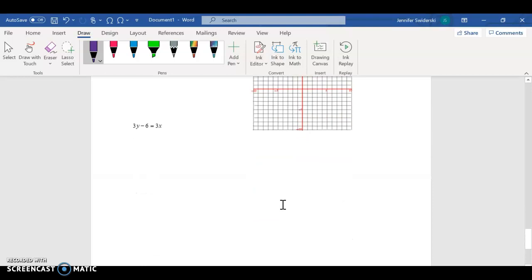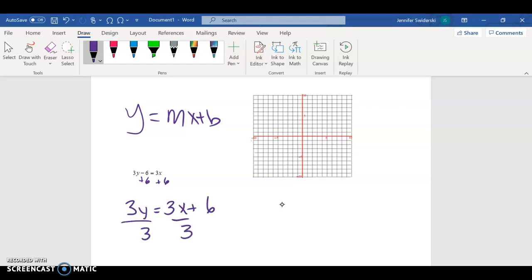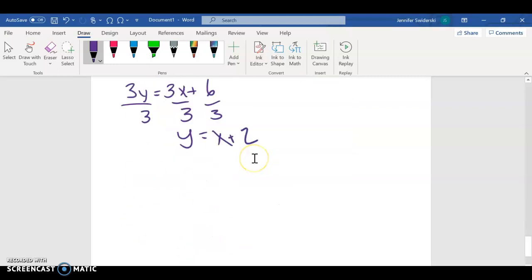This one is not in slope-intercept form. For it to be in slope-intercept form, we need y by itself, right? y equals mx plus b. So let's start solving for y. To do that, I'm going to add 6 to both sides. I'm left with 3y equals 3x plus 6. Divide both sides by 3. Now it's in slope-intercept form. We have y equals x plus 2. Go ahead and graph that one for me. This is 2.1 on slope-intercept form.